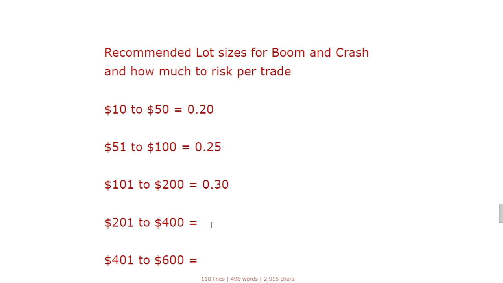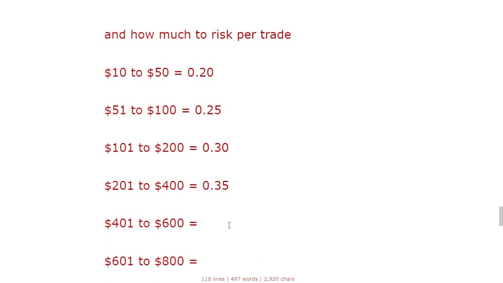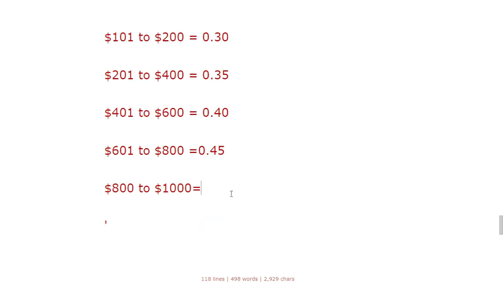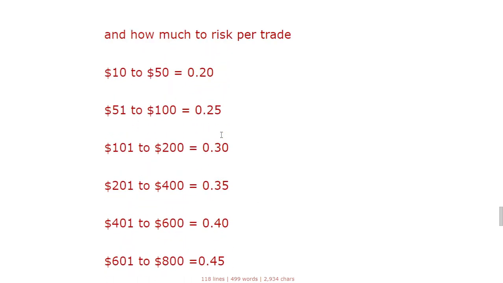And when you have an account between $200 and $400, the best lot size you should use is 0.35. If you have an account between $400 and $600, the lot size you should use is 0.40. And finally, if you've got an account between $800 and $1,000, the lot size you should use is 0.50. Okay, so these lot sizes are going to help you make money without blowing your account.